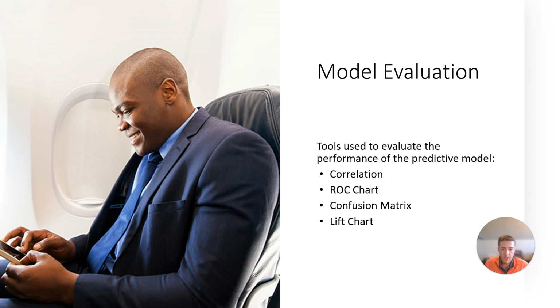Step 5 is the model evaluation. As you have seen up to this point, I've evaluated the model performance using metrics such as accuracy, recall, and classification error. Additionally, I evaluated several tools including correlation, ROC chart, confusion matrix charts, and a lift chart to evaluate the model further, which I'll go into each of those in the following slides.